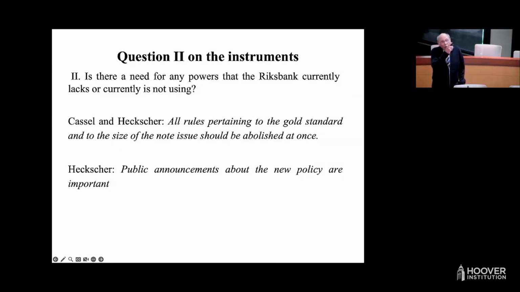So on the instrument, Cassel and Heckscher were very clear. All rules pertaining to the gold standard and to the size of the note issue should be abolished at once. The Riksbank should be free to print as many notes as they wanted. And Cassel actually had met with Ivar Krüger, and Krüger had told him a few weeks before this report that he feared for bank runs in the United States, and thus bank runs in Sweden as well. And Cassel brought this idea with him and said that the Riksbank should not be afraid of bank runs, just provide the cash necessary. And Heckscher said, public announcements about the new policy are very important.